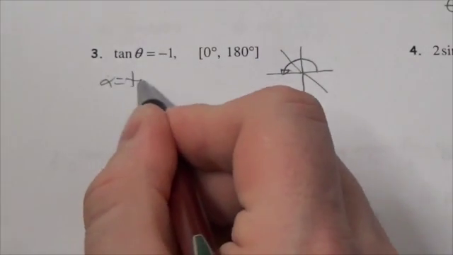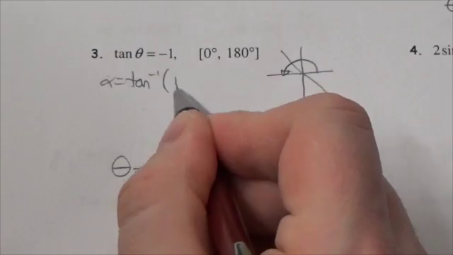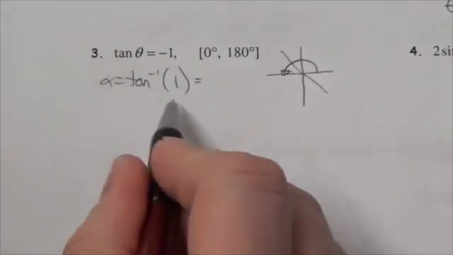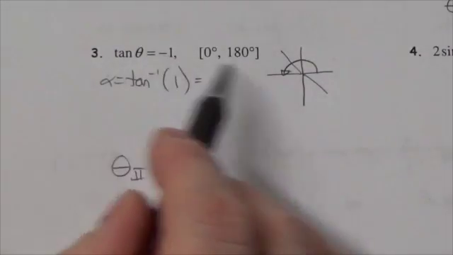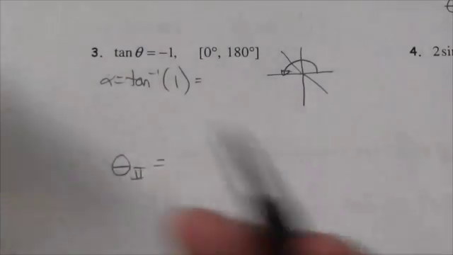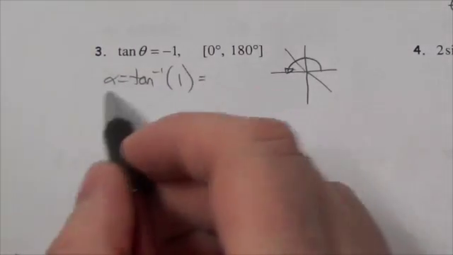Now what I need to do here is figure out what the reference angle is. And I will take the inverse tangent of 1, not -1. Negative told me what quadrant I'm in. I just want to know the size of it. So I just use the number here.